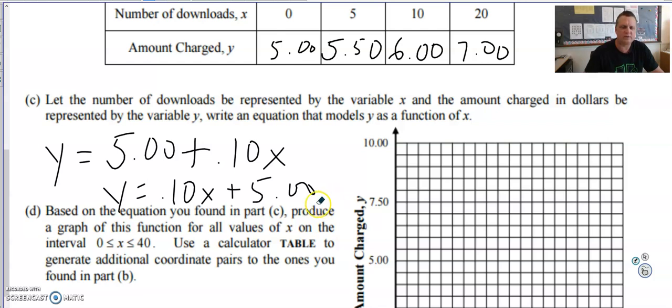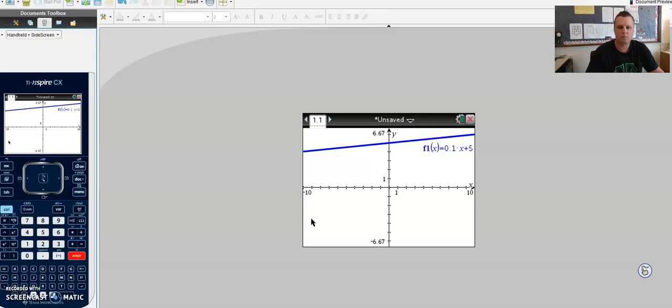Now once you do this, they want you to use that equation and graph the function between 0 and 40. So I'm going to pause it and put it all in the calculator. You won't know I'm pausing though. See, you didn't even know I was gone. So I put it in the calculator, the formula 0.10x plus 5. This is a snapshot of the graph.